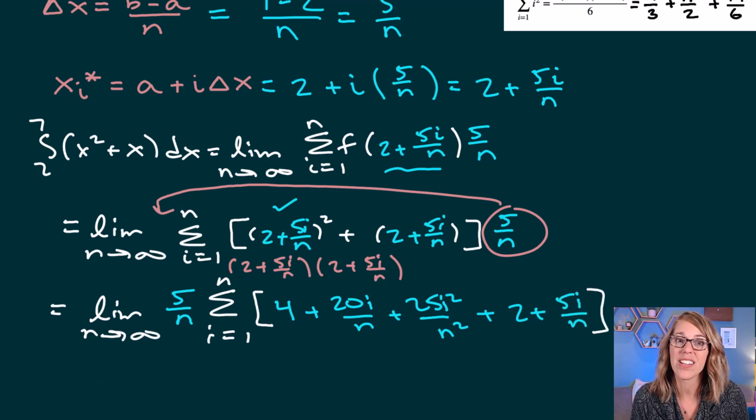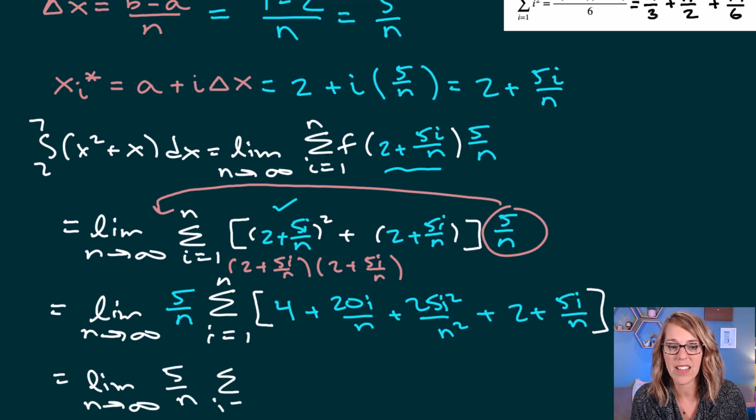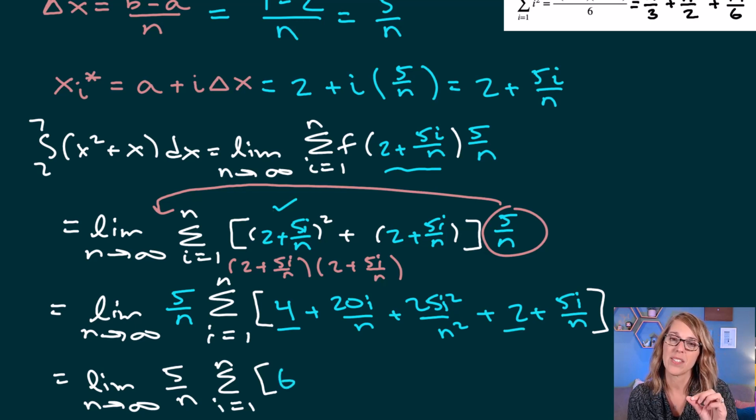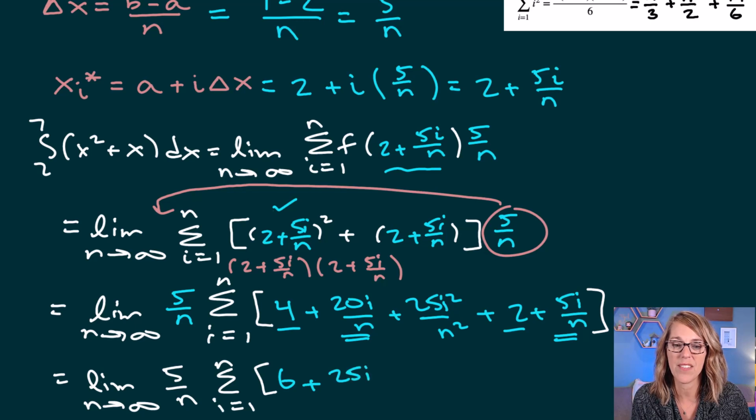Before I apply that summation, I've got some like terms that I can combine. So I've got the limit as n approaches infinity. That 5 over n is going to stay on the outside until I'm done applying my summation. But I first want to collect some like terms. I've got the 4 and the 2. I can collect those, and that gives me a 6. And then I've got some terms that include an i over n. I've got the 20i over n and the 5i over n, so plus 25, adding those together, i over n. And then finally, the 25i squared over n squared.